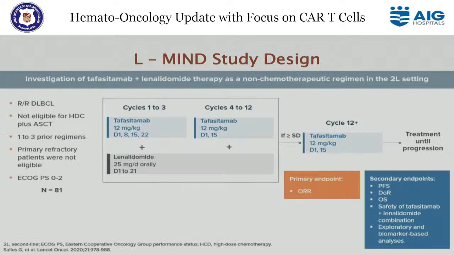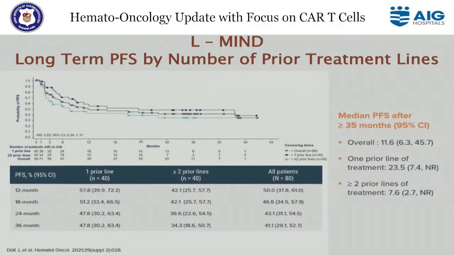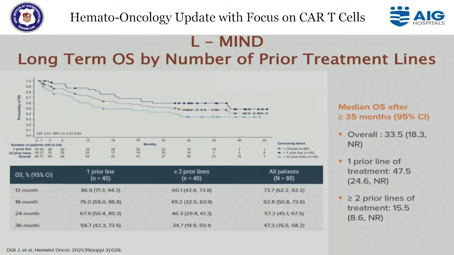So coming to the various other non-CAR T, non-transplant, novel therapeutic options, I found this one interesting, the L-MIND study design. You can see median PFS of 12 months, median OS at a follow-up of 3 years still not reached, and the survival curves seem to be plateauing on long run. So this is relatively of importance, might be for our practice.